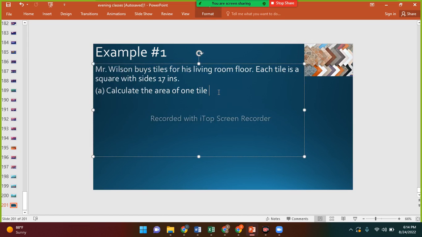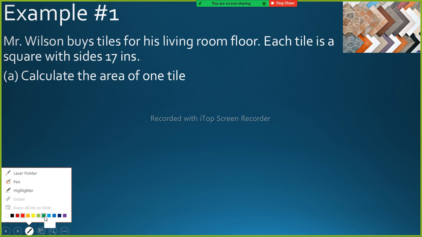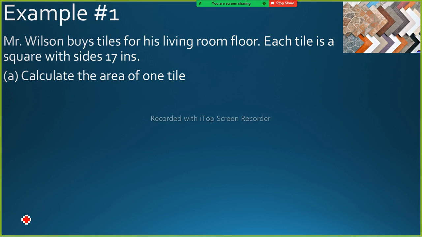The second thing that they want us to do is, let's first figure that out. Let's first calculate the area of that one tile and then answer the rest of the questions. So we know that if we're trying to find the area of this tile, what is the shape of this tile based on the question, Deja? Square. Yeah, it's a square tile.